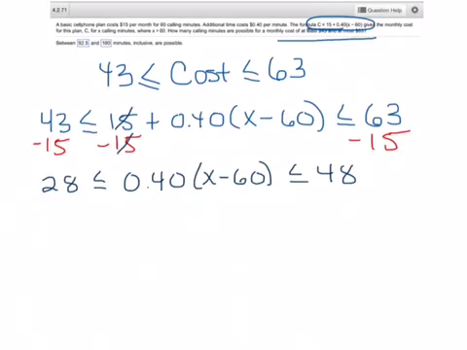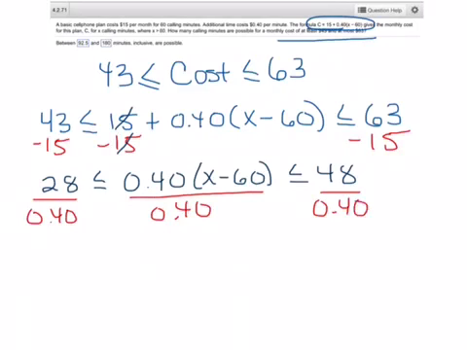Okay, now we can do two different things. We could distribute the 40 cents through if we wanted to, but I think it's going to be a lot easier here since that 40 cents is being multiplied by the entire inside to divide it. So let's divide all three sides by 0.40.